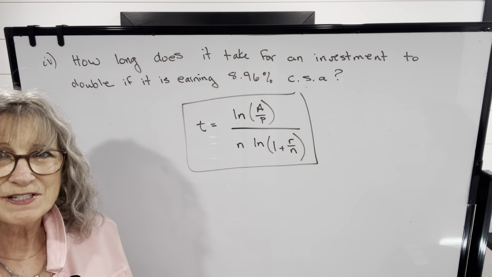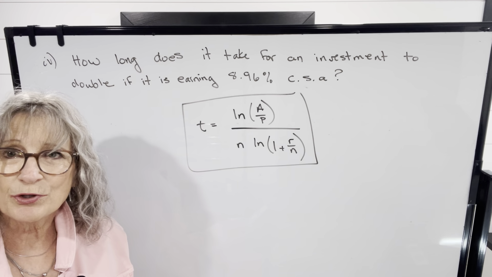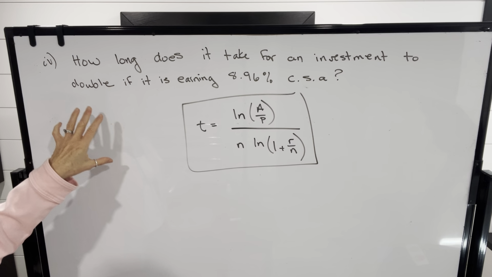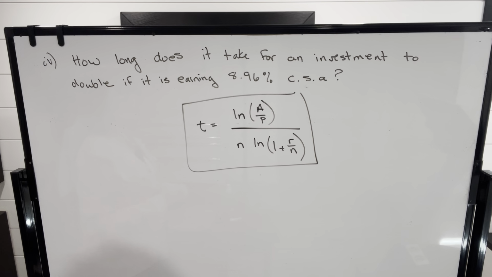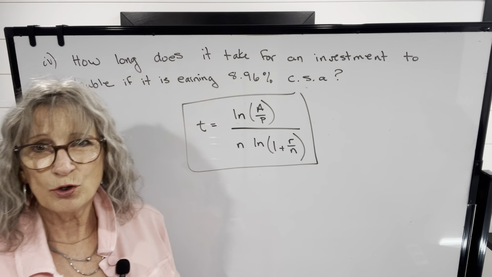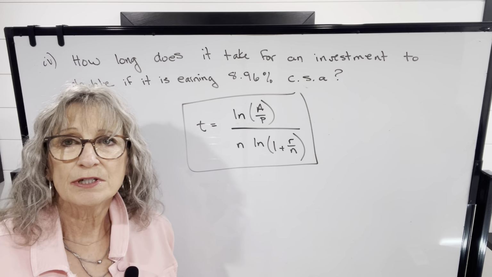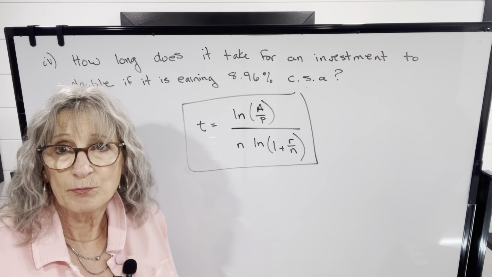A question you'll often see when you're working with finding time with compound interest is something like this. How long does it take for an investment to double if it is earning 8.96% compounded semi-annually? We don't know the amount and we don't need to know the amount. We can pick any value and then we double it.